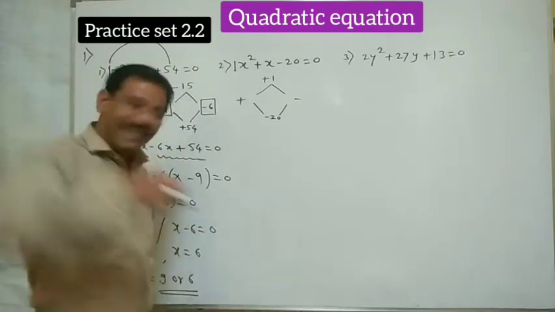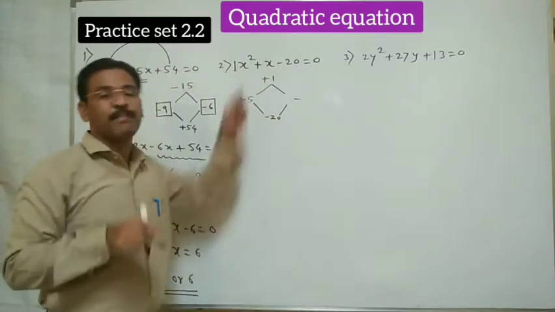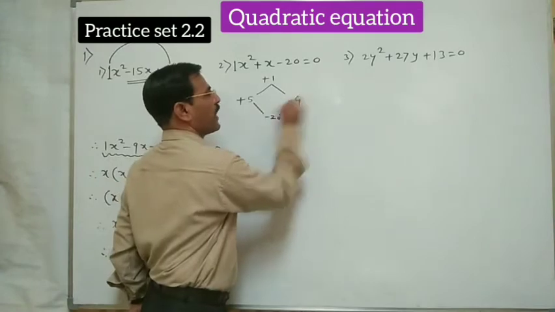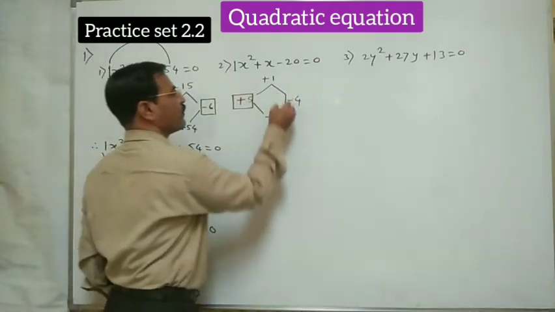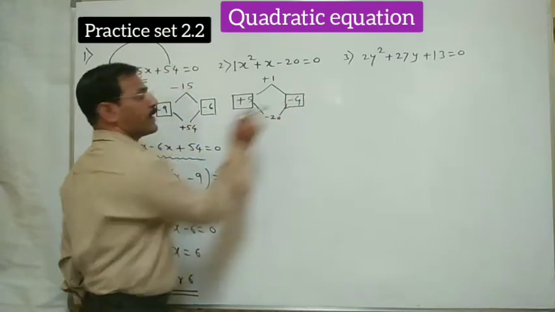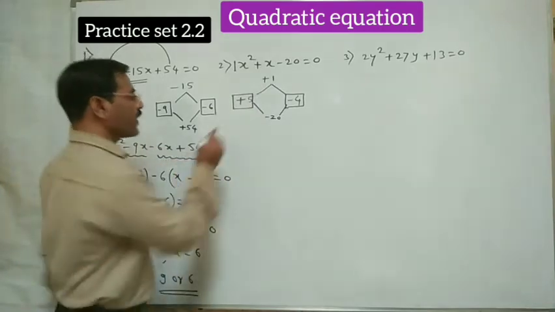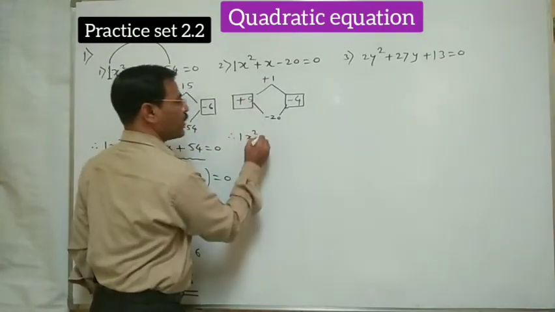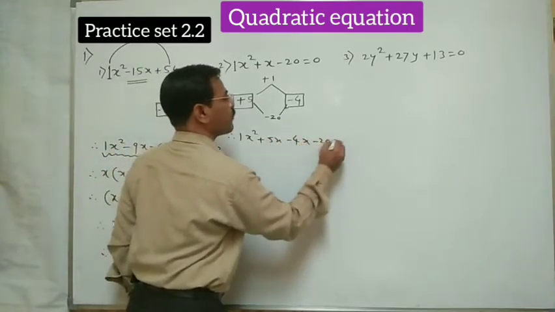So the greater number we write with a plus, because the difference is plus 1. Here minus, these are the two factors. Observe how to find the factors, it is very important. Now split the middle term: x square plus 5x minus 4x minus 20 is equal to 0.